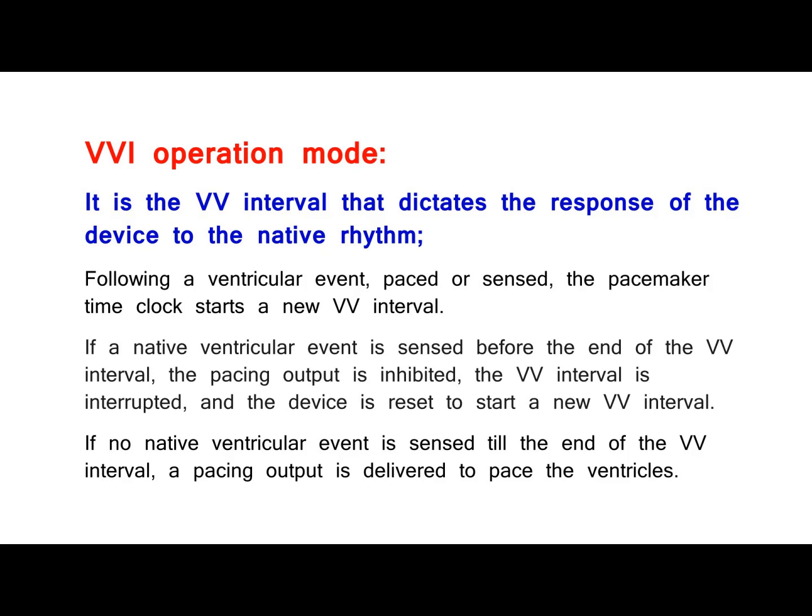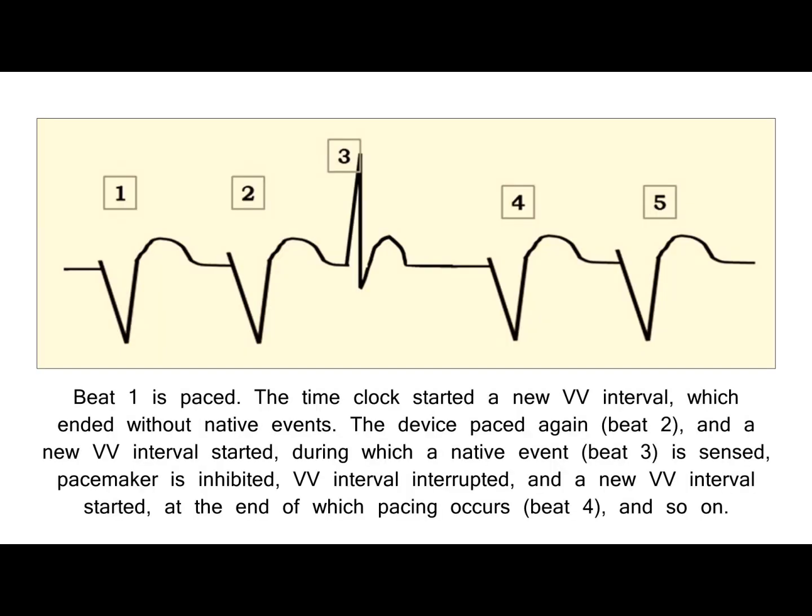pace the ventricles. Beat 1 is paced. The time clock started a new VV interval, which ended without native events. The device paced again, beat 2, and a new VV interval started, during which a native event, beat 3, is sensed, pacemaker is inhibited, VV interval interrupted, and a new VV interval started, at the end of which pacing occurs, beat 4, and so on.